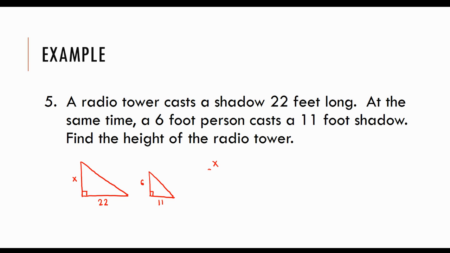So now that I have my picture, I can do height over shadow for the radio tower, and that's going to equal height over shadow for the person. So there's nothing that I can simplify here. I'm going to just start cross multiplying. 11 times x is going to equal 22 times 6, which is 132. And then I'll divide both sides by 11, and it looks like then the height of the radio tower is going to be 12 feet.